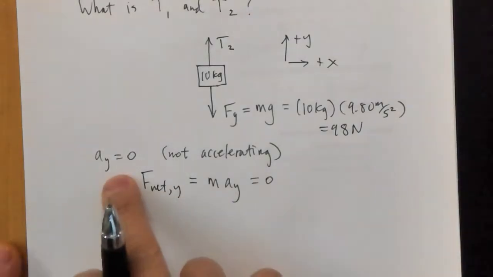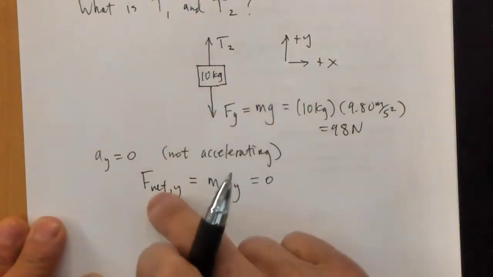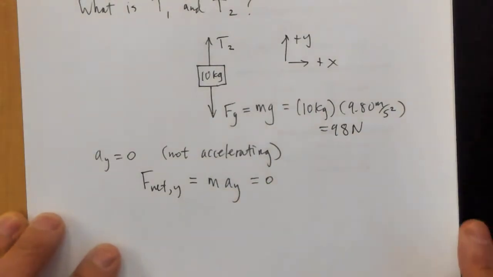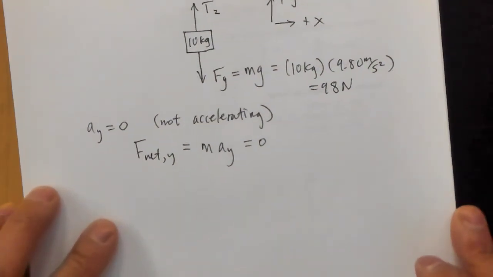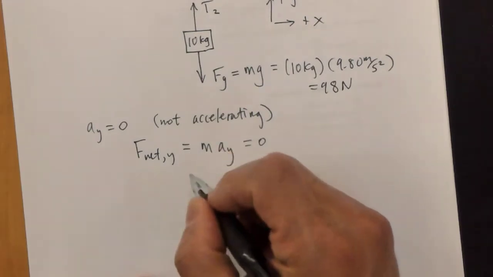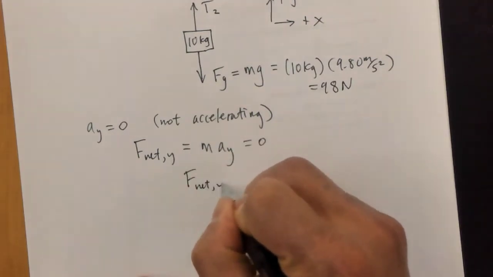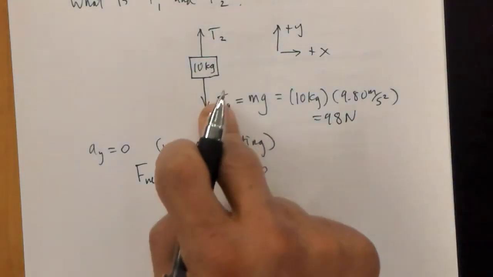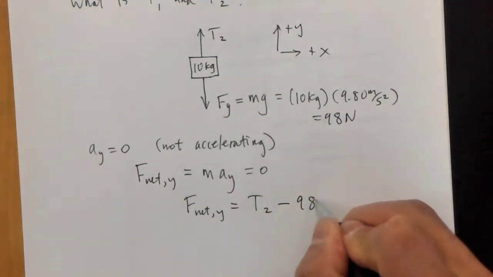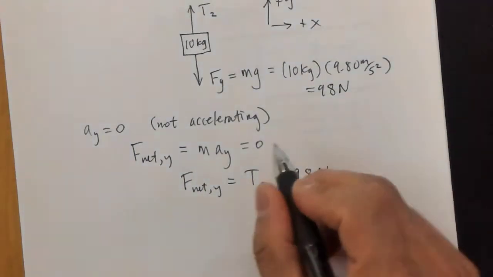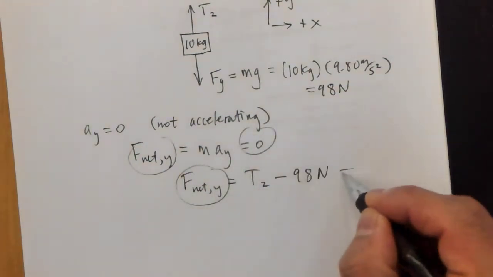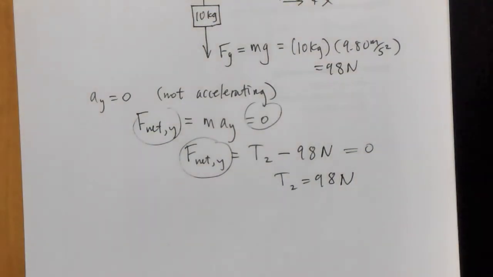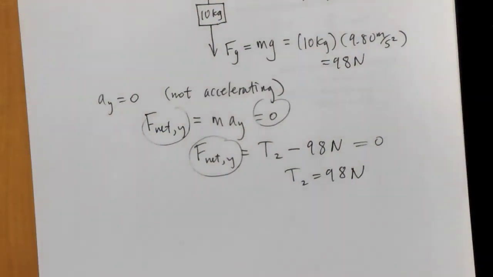Okay. So AY is equal to 0 because it's not accelerating. Therefore, from Newton's second law, the net force in the y direction is m times AY, which is also equal to 0. Okay, and now we can say that the net force in the y direction is equal to, we have T2 pointing up, we have Fg going down, but we already said that's 98 newtons. And because we said net force is equal to 0, this is equal to 0. And so T2 is equal to 98 newtons. Any questions about this?